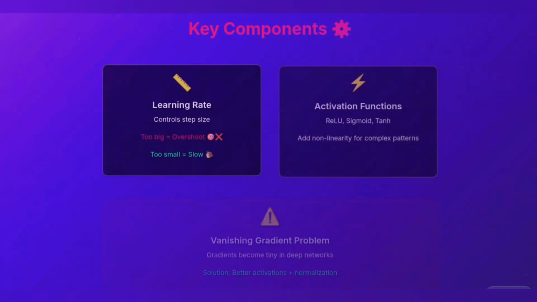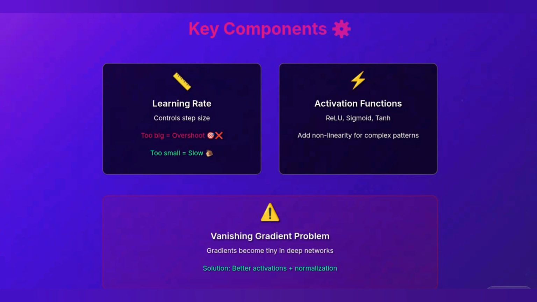Let's discuss some key components. The learning rate controls how big steps we take when updating weights. Too large, and we might overshoot the optimal solution. Too small, and learning becomes painfully slow. Activation functions are crucial. They introduce nonlinearity, allowing networks to learn complex patterns. Common choices include ReLU, sigmoid, and tanh, each with different properties.